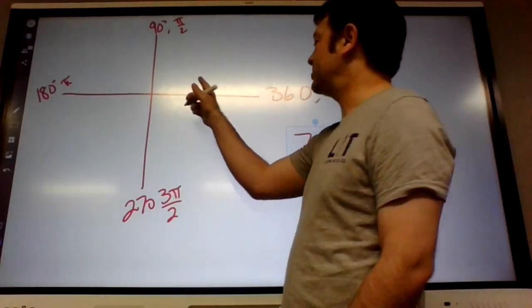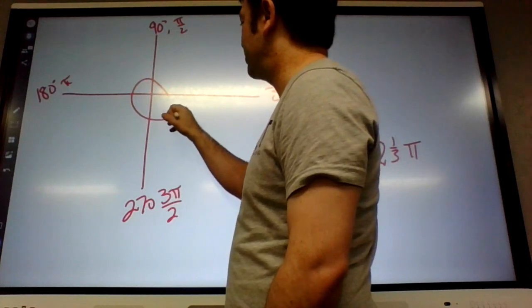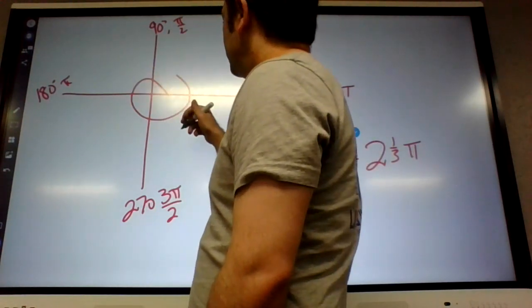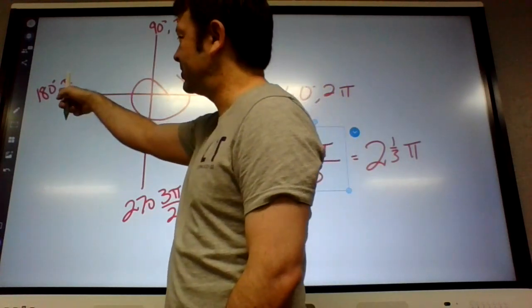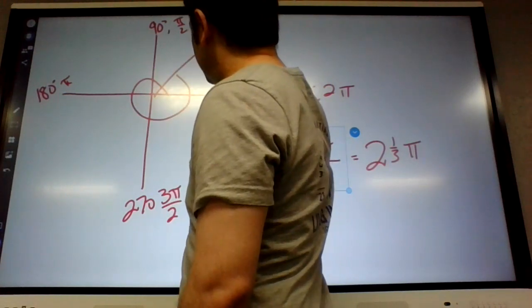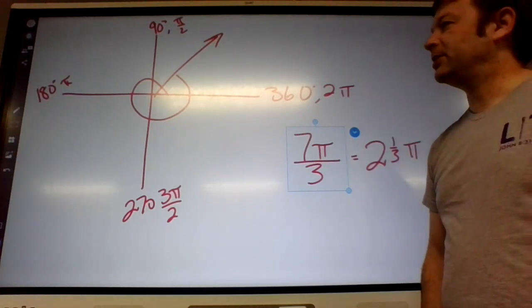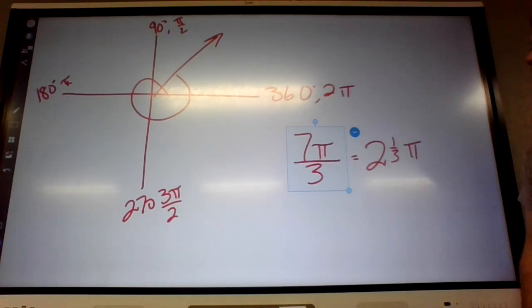So this is 2 pi right here after a full revolution. So 1/3 pi would be 1/3 of the way to here. So it's 2 pi all the way around and 1/3 of the way to about right there. So it looks like that. That's the answer to number 1. You just have to draw it including the curly circle thing, because you have to show it goes around more than once.